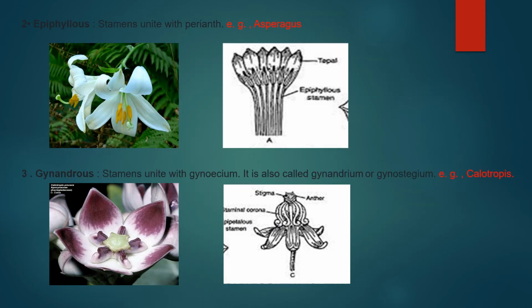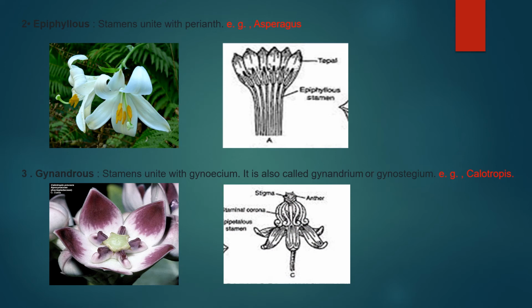Then epiphyllous condition, when the stamens are united with the perianth. When they are united with the perianth, we call it epiphyllous, as in case of asparagus. You can see this is epiphyllous. The perianth lobes are also called tepals, and when the stamens are united with the tepals, this condition is called epiphyllous condition.